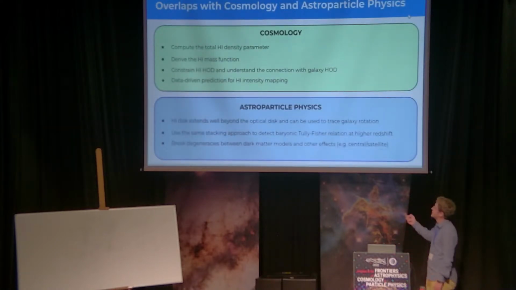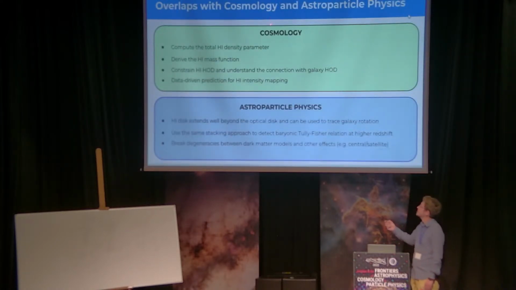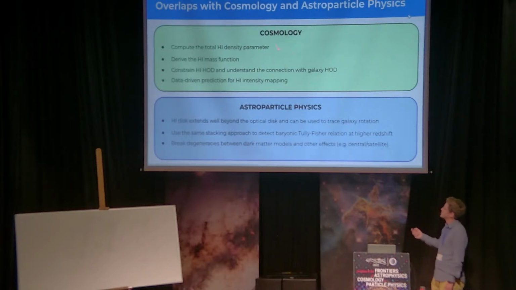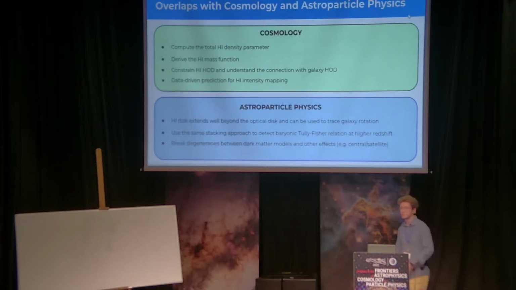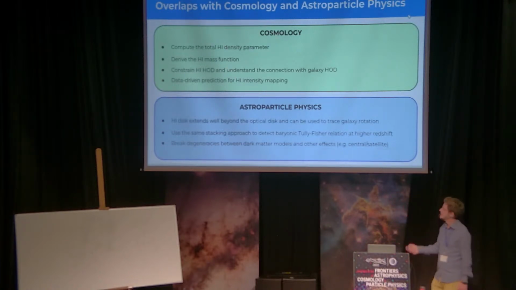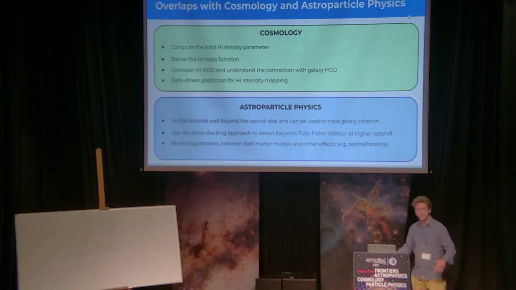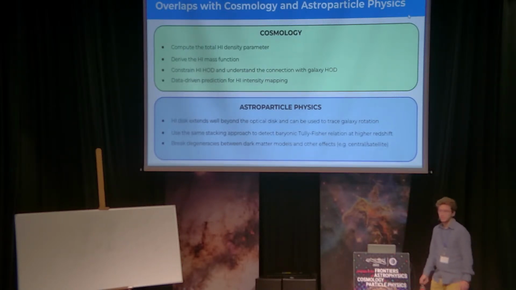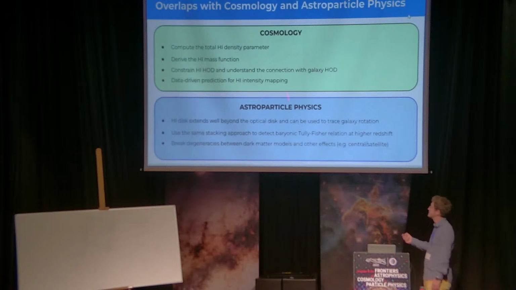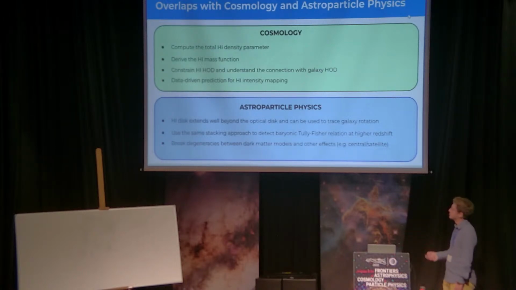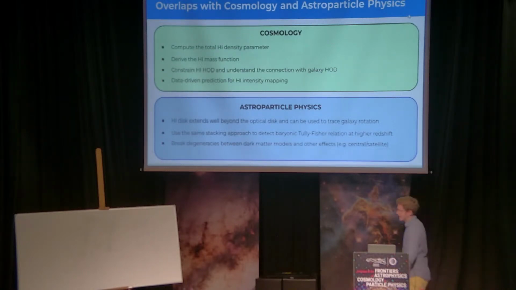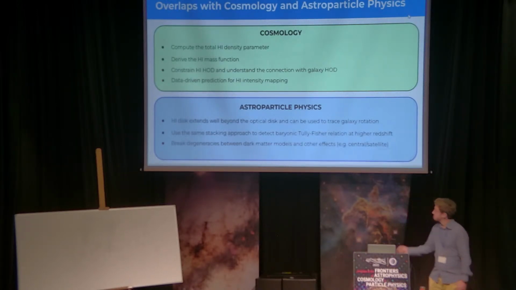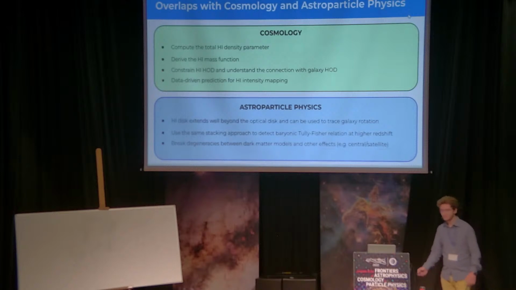Coming to the very end, this connects with two fields we have been talking about in this school. In cosmology, we can use this kind of constraints to derive the H1 mass function, to compute the total H1 density parameter, the omega H1, and do other things, like prediction and mock simulation of H1 intensity mapping, something we are working on here at IAC. And this is also interesting for astroparticle physics, as I was telling you before. H1 is a better tracer of rotation and dynamics than stars. Okay, so that's all. Thank you.